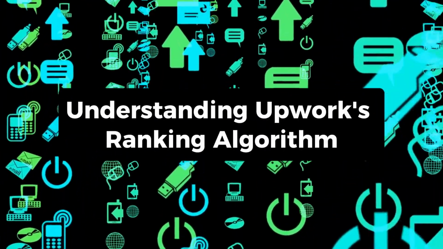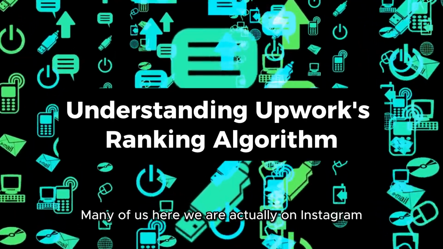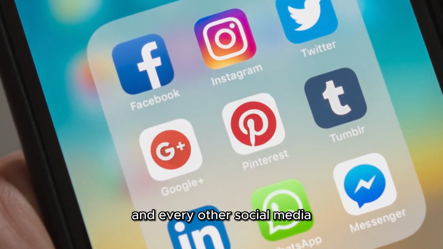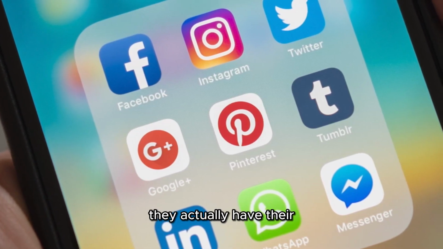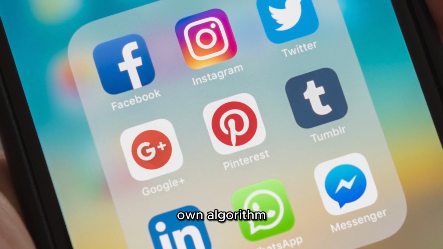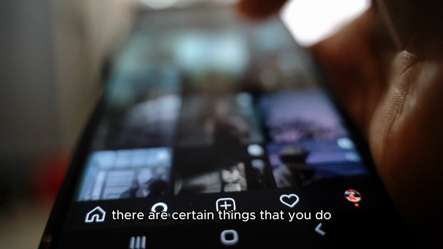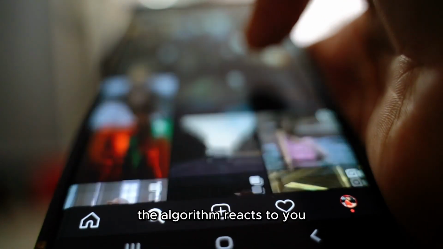Let's take a look at what an algorithm is. Many of us here are on Instagram, on Facebook, and every other social media. All these media actually have their own algorithm built into the system. There are certain things that you do that trigger how the algorithm reacts to you.